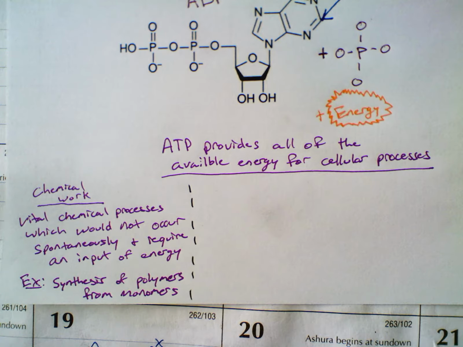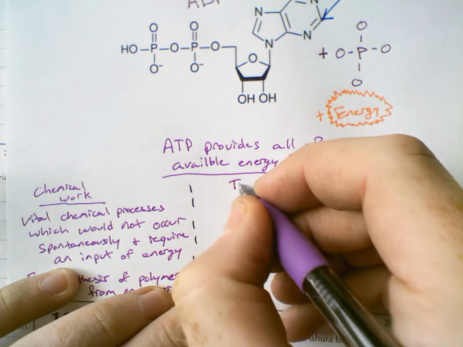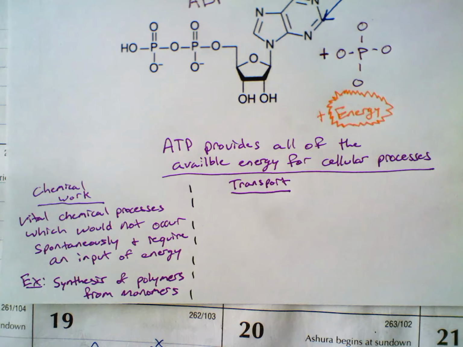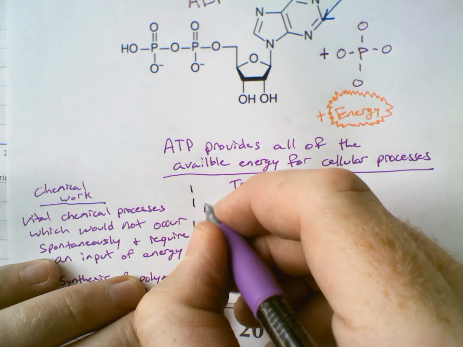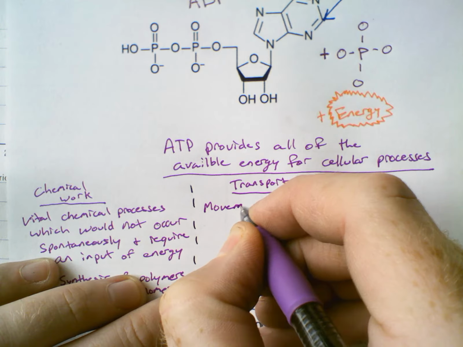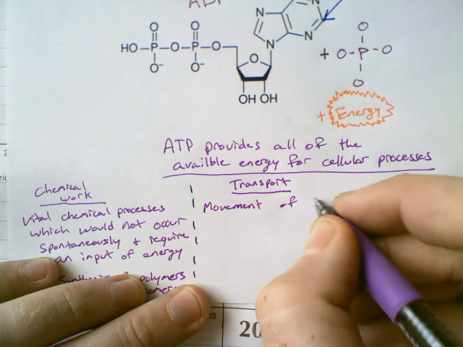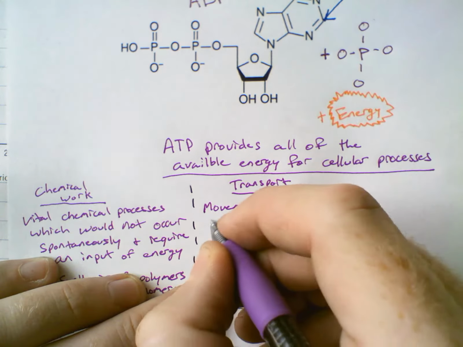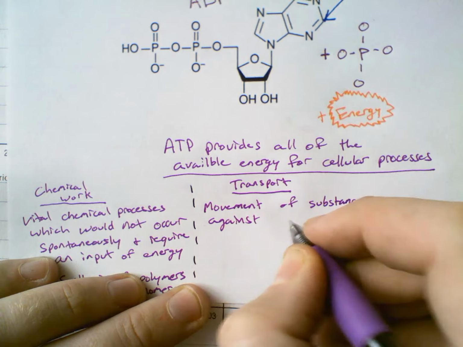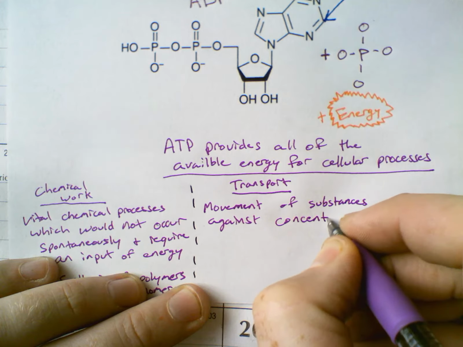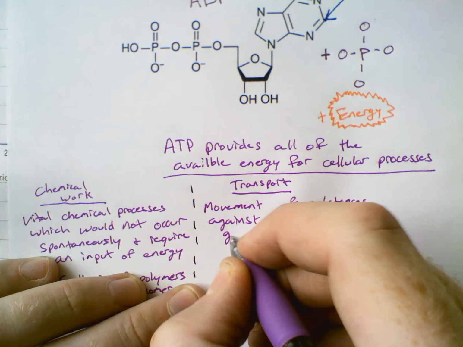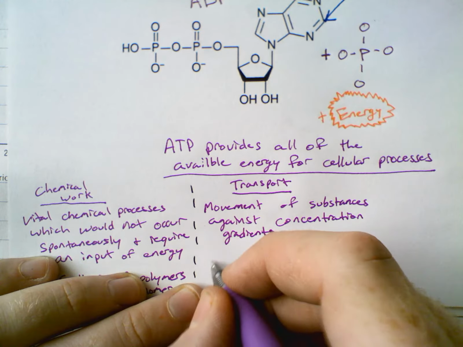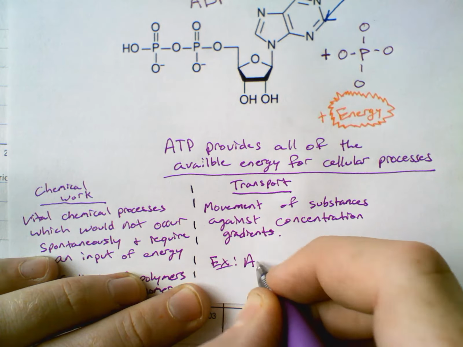Okay, so another thing that your cells have to be able to do, they have to be able to transport stuff. So your ATP is used in cellular transport, and this is going to be like the active transport that we talked about for bell work. So movement of substances against concentration gradients. An example here again would be active transport.